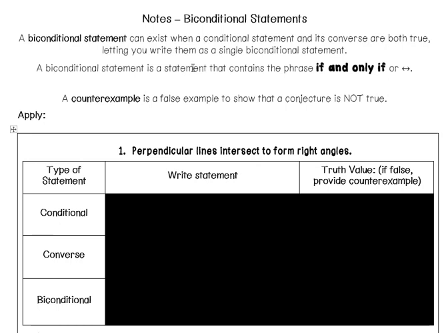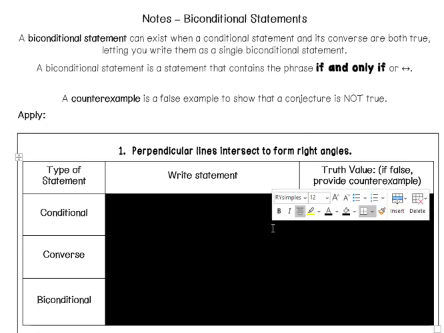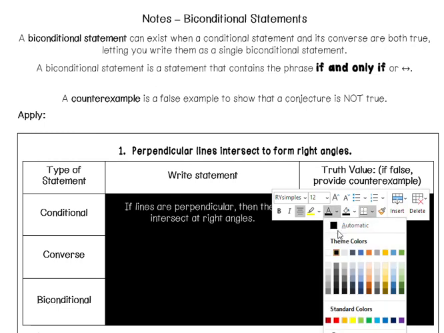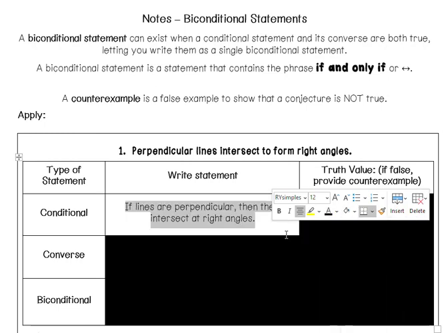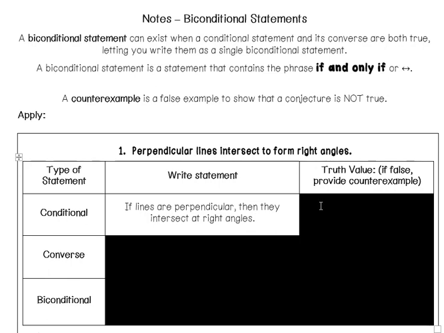So we're going to apply these definitions to try to create biconditional statements using a given statement. In number 1, they give us the statement, perpendicular lines intersect to form right angles. So we want to change this into a conditional statement. Remember that a conditional statement is an if-then statement, and so we would write this as, if lines are perpendicular, then they intersect at right angles. So we're changing it to an if-then.